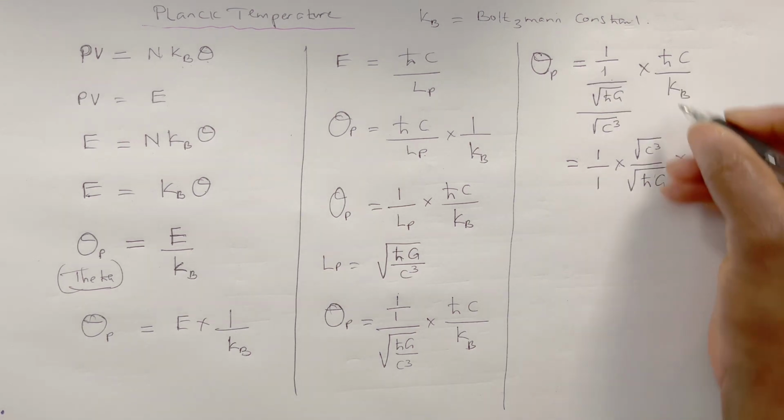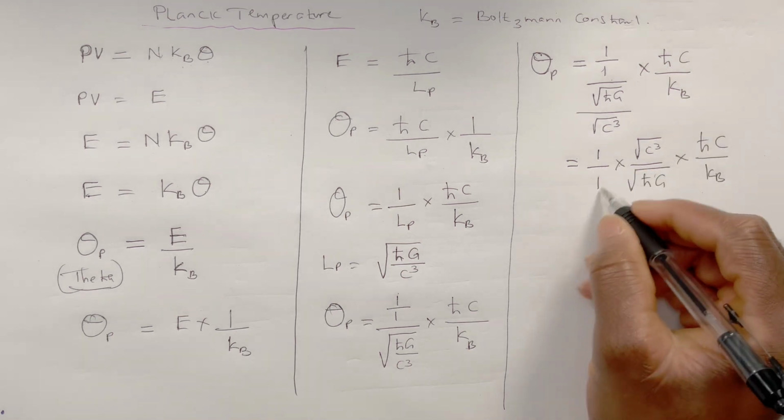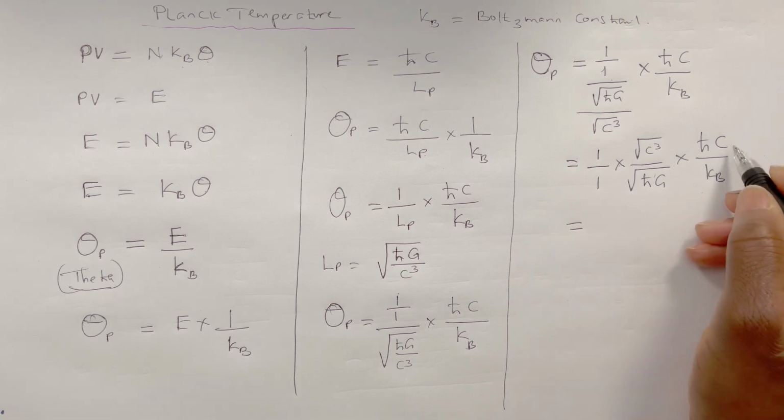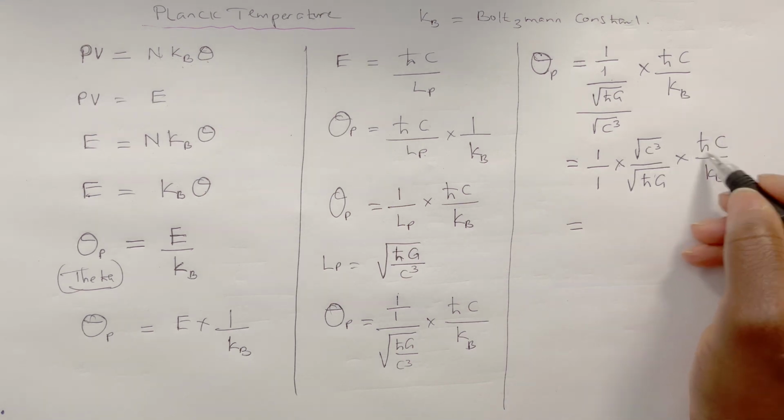And then times the hc over kB. So now 1 over 1 is just 1. So that'll be equal. So I need to change this. I need to put this into there. I need to put this into there. So I need to turn this into roots.